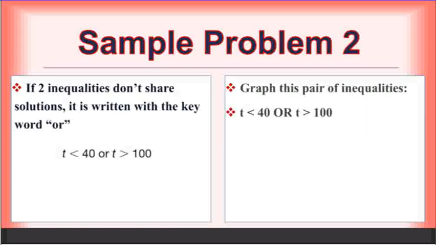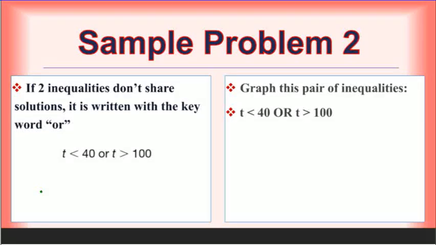Next one. If two inequalities don't share solutions, it is written with the keyword or, and we would refer to this as a disjunction. They're separated. They go in opposite directions. So an example, t is less than 40 or t is greater than 100. They don't have any common solutions.